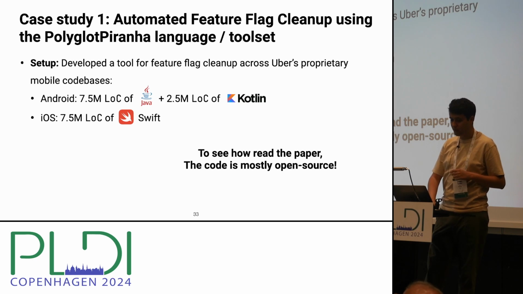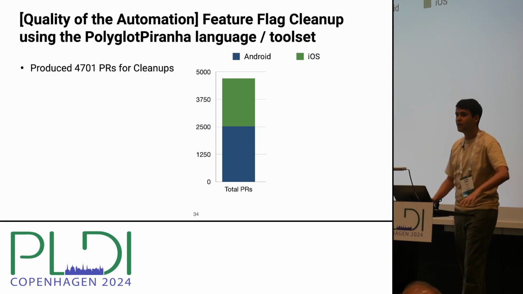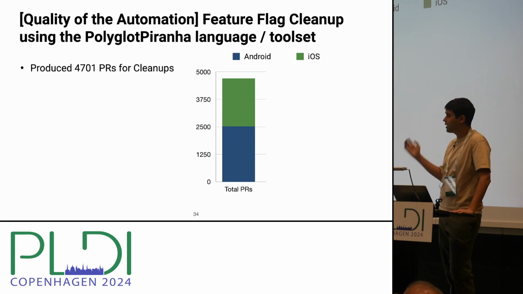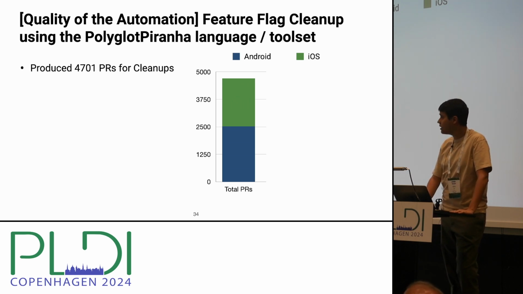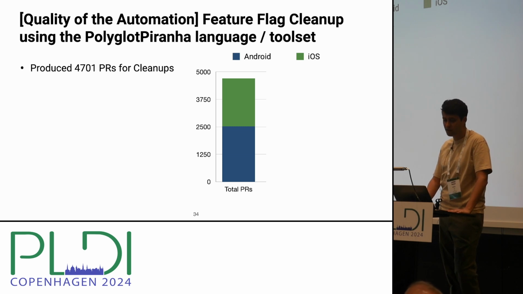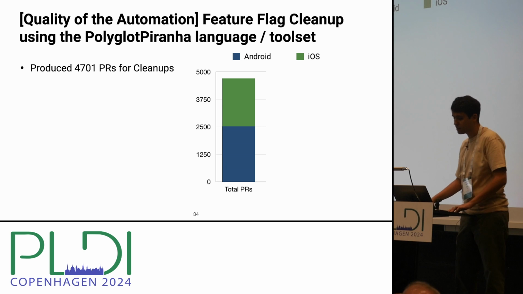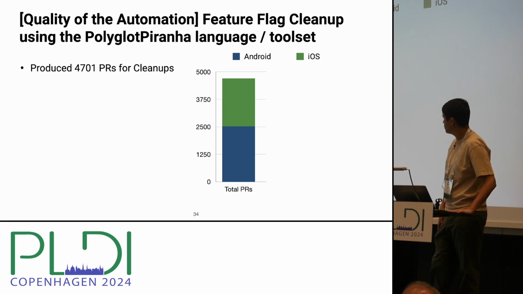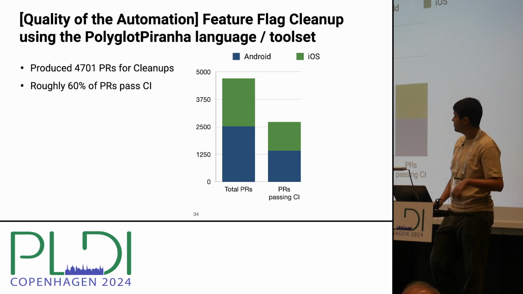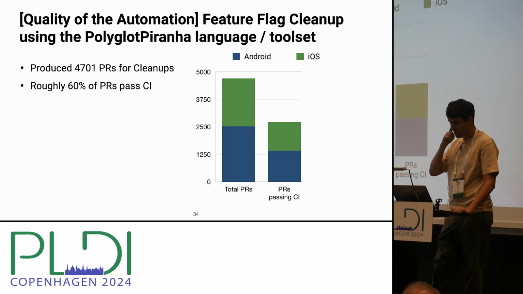But I want to tell you what exactly we did with this language. So this tool is basically a job that's running and produces PRs to delete flags that we think are stale. And over the course of roughly 5 to 6 months, Piranha produced 4,700 PRs for cleanups. This shows you how many of them were for Android and for iOS. And out of these roughly 5,000, 60% of them pass continuous integration tests.